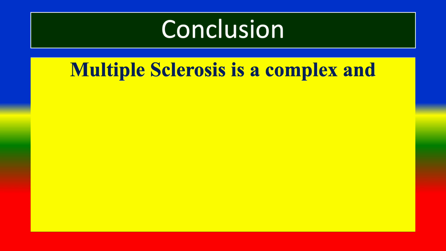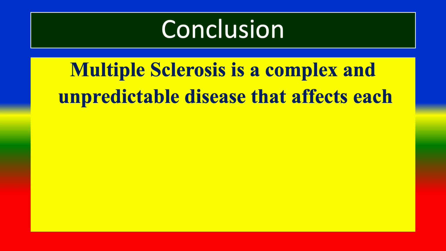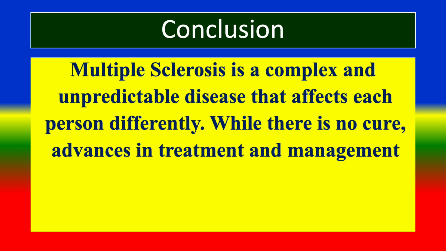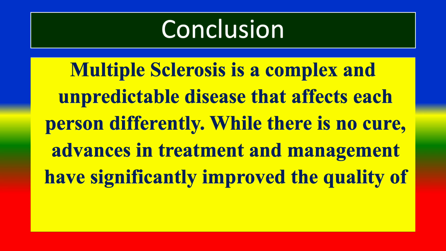In conclusion, multiple sclerosis is a complex and unpredictable disease that affects each person differently. While there is no cure, advances in treatment and management have significantly improved the quality of life for many patients.